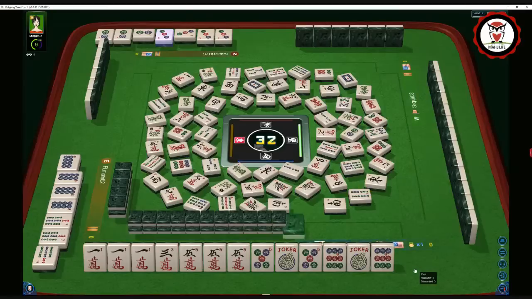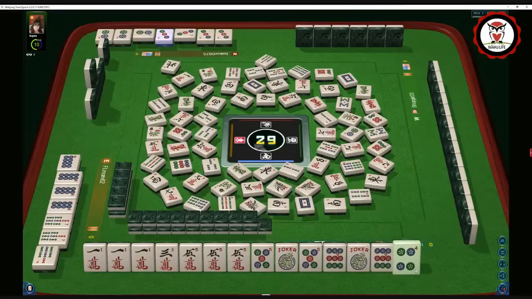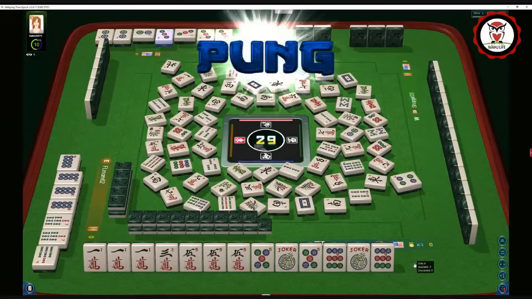East wind. At least we know the player to the right isn't keeping seven dots. White dragon. Nor the player across from us. Seven bamboos. Oh, shoot. I thought that was it. North wind. Oh, four dot. Uh-oh. This is going to be a risky discard. Four dot. We're ready to win, though. I'm okay with it. Pung.